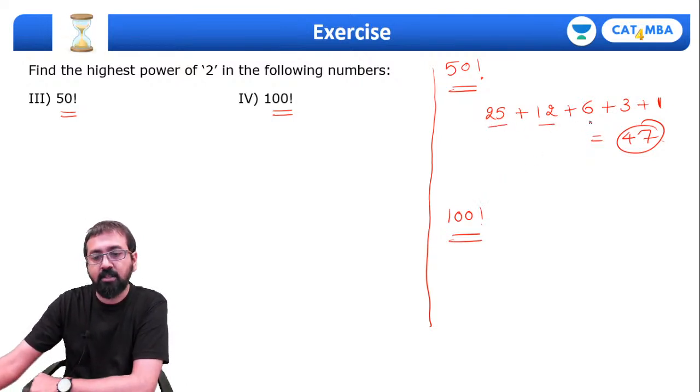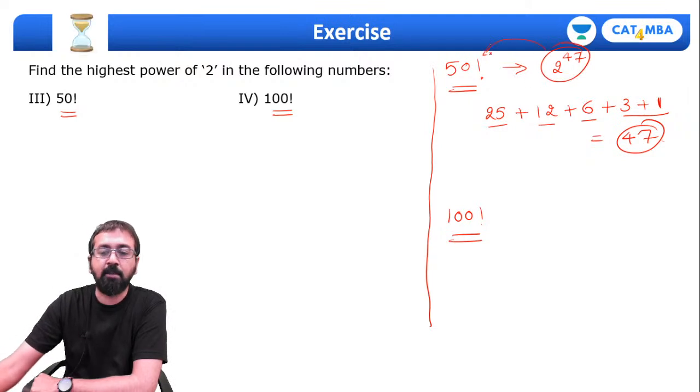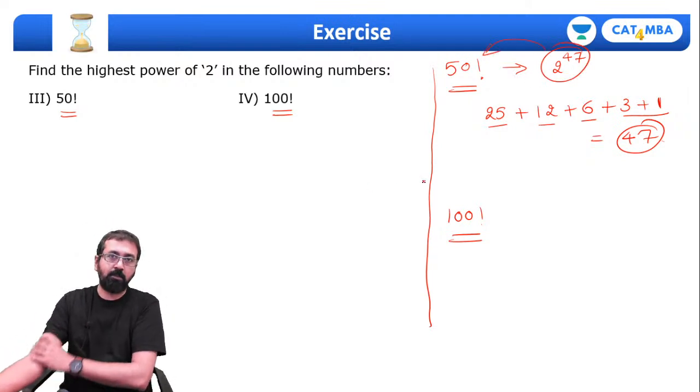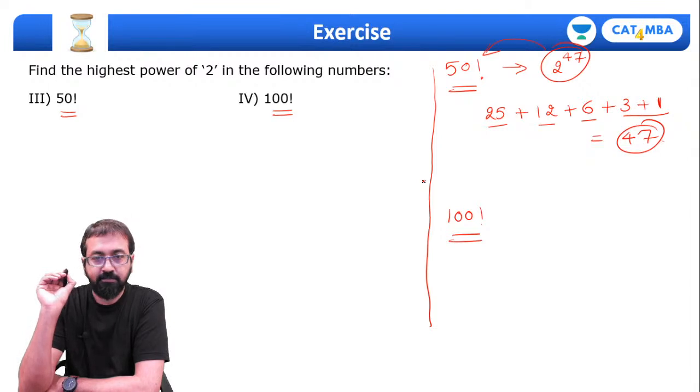25 plus 12, 37 plus 6, 43 plus 4, 47. Right? So the power of 2 in 50 factorial is 47. Or you can say the highest power, 2 raised to 47, will completely divide 50 factorial. Everyone, yes? Please remember this thing.